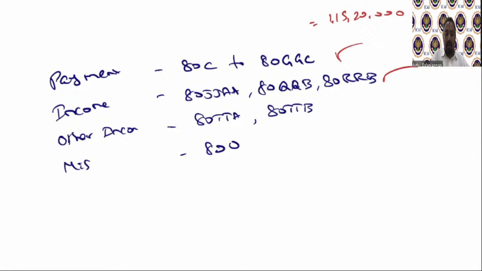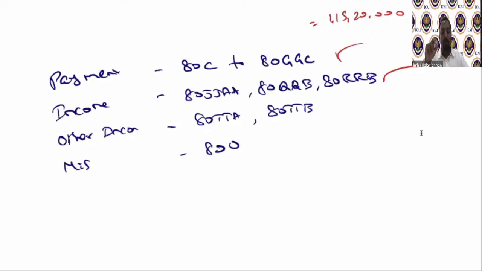Before seeing the rest, I'll see if there are any questions that I need to answer. There's a question on this 80GG. As I told you, it is similar to HRA only. The actual rent paid minus 10% of total income, 25% of total income, 5,000 per month. Understand this with HRA so that you will remember both. Make sure you're doing that. So that is what the 80GG provision is about. And yes, in our problem, 60,000 was eligible for deduction.